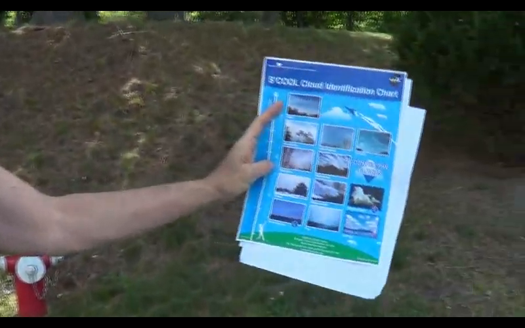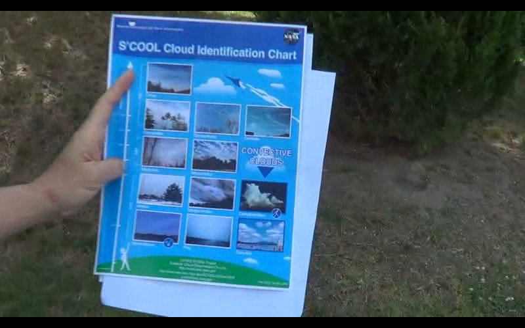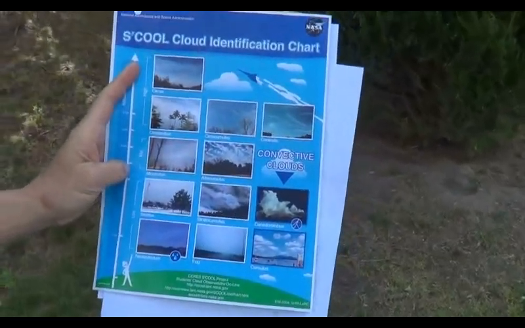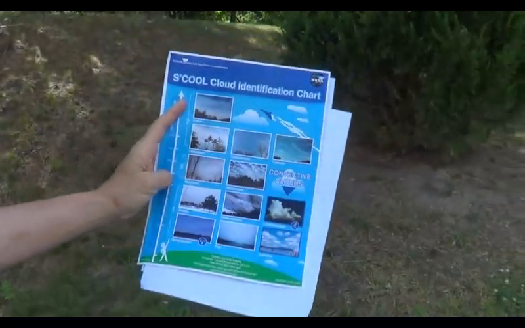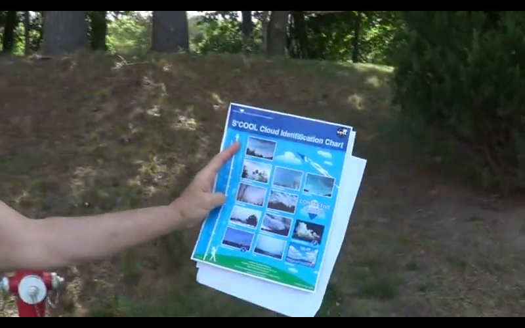Each group will also have one of these sheets that talks about the different types of clouds. They have actually talked about this in the classroom, so they should have a good idea of what type of clouds they're looking at. At the bottom of their first sheet, they're going to have a scavenger hunt.